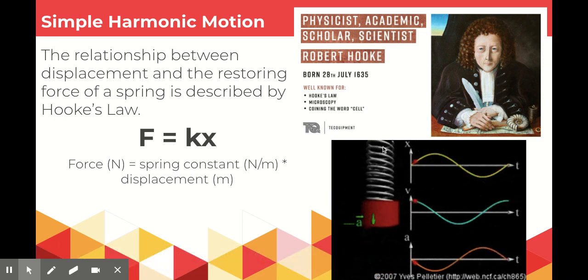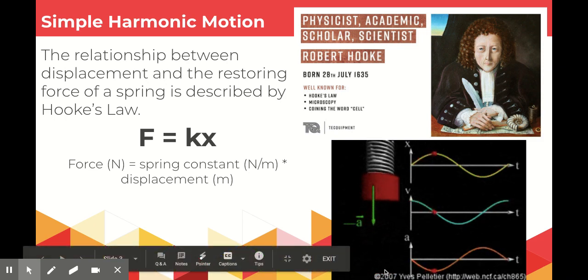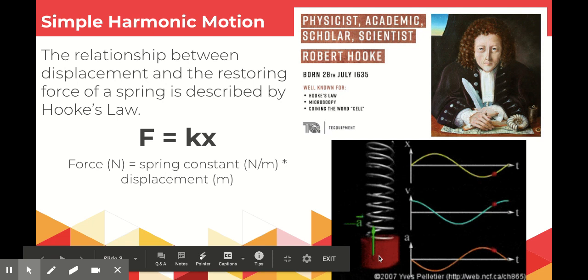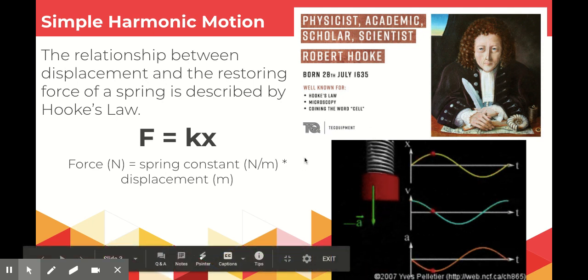So when it is pulled all the way down, we have a large amount of potential energy and low kinetic energy because it pauses briefly. Then as it starts to come back up, you lose some of that potential energy, but you gain that in kinetic energy.